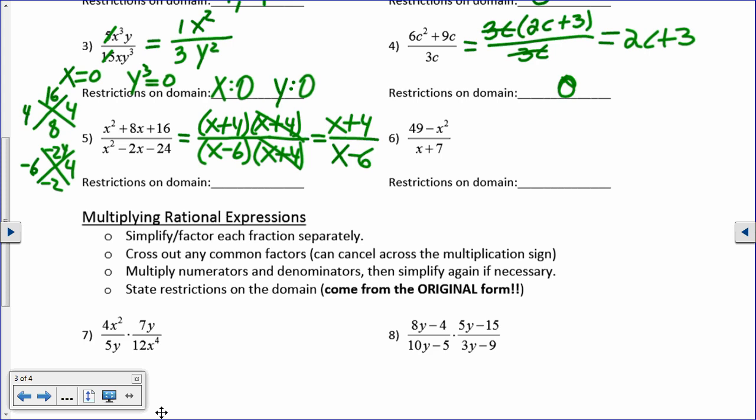Okay. Now restrictions on the domain. Remember that comes from before you canceled anything. So before we canceled anything, I had two factors in my denominator. I need to set them both equal to 0 to find the vertical asymptotes, which would be my restriction. So what two x values are not allowed? It would be positive 6 from that one and negative 4 from that one. Remember, restrictions, same thing as vertical asymptotes. The two values that are not allowed in your denominator.